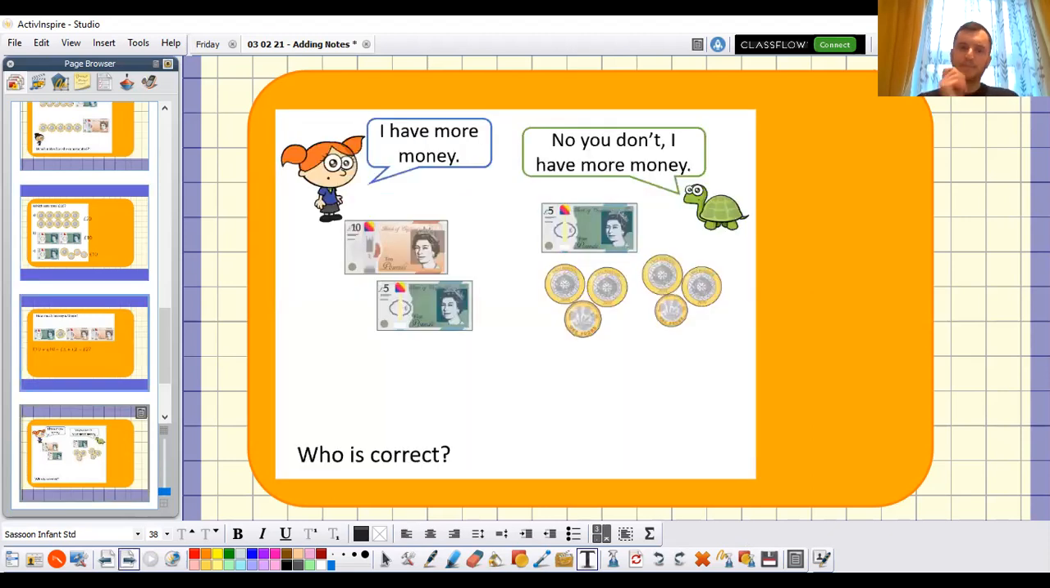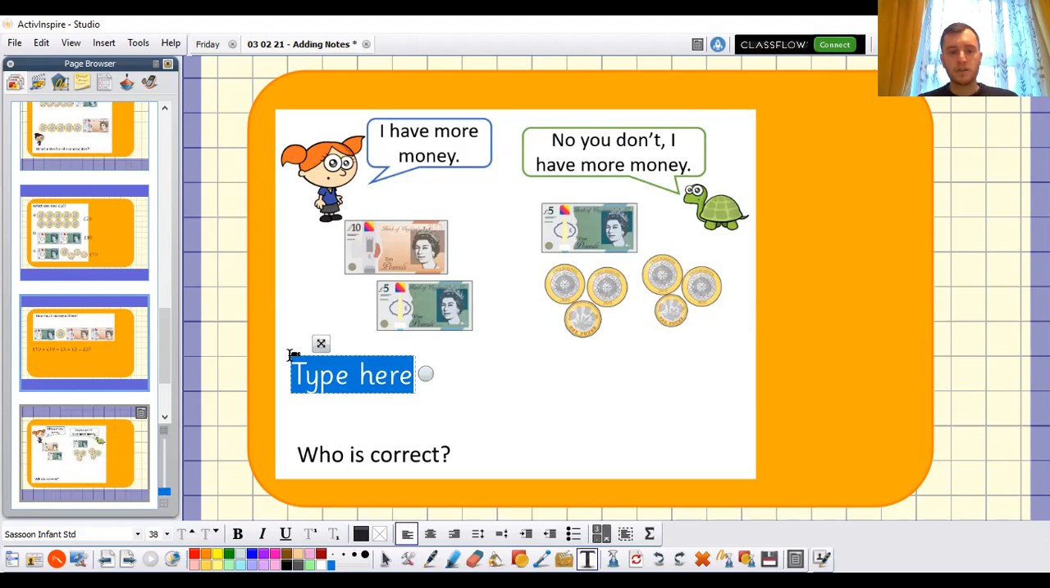Last one before I challenge them. There are two people. This girl thinks she has more money, and the tortoise says, no, you don't, I have more money. Who's correct? Tough one, because she's only got 2 notes, and he's got loads of coins. So maybe he is correct. Maybe you can pause it and work out who has the most. If you can't see it very clearly, she has a £10 note and a £5 note. He has a £5 note and, let me start again, 1, 2, 3, 4 £2 coins and 2 £1 coins.